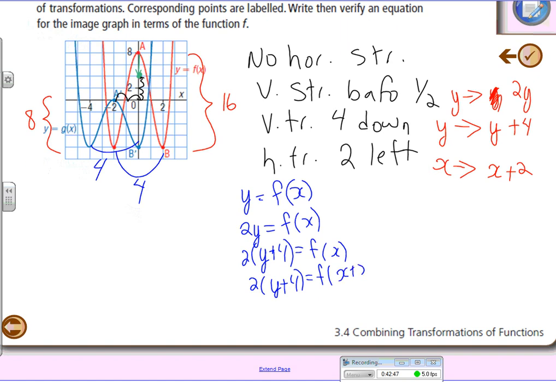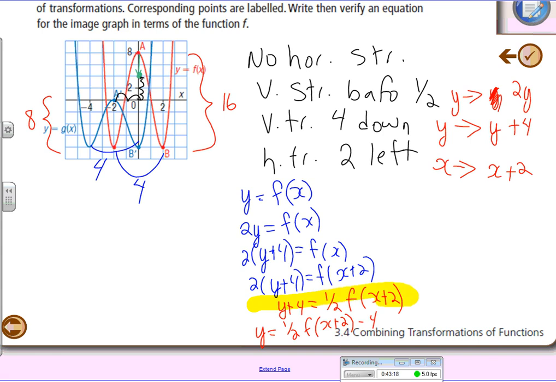And last thing, a lot of times they'll just resolve for y. So then, y plus 4 equals 1/2 f of x plus 2. And it's okay to leave it there. You'll see a lot of them with the vertical translation still over there. Or take the 4 over, y equals 1/2 f of x plus 2 minus 4. Really, either of these last two are good to leave it at.